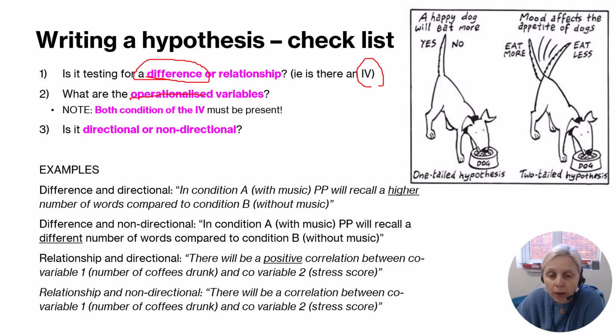Also, a reminder that directional hypothesis is also known as one-tailed because it's one single direction, and non-directional hypothesis is also known as two-tailed. Sometimes the tables of critical values for the inferential tests refer to one-tailed and two-tailed rather than directional or non-directional, so be sure that you know both these terms.